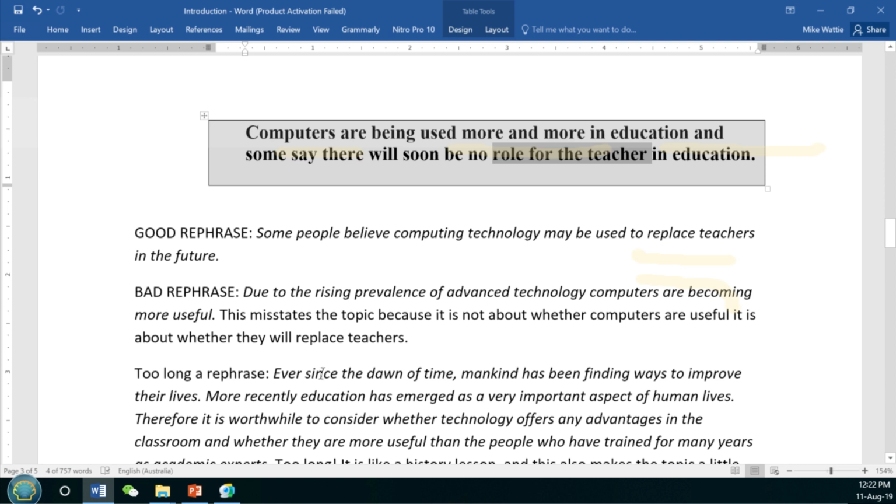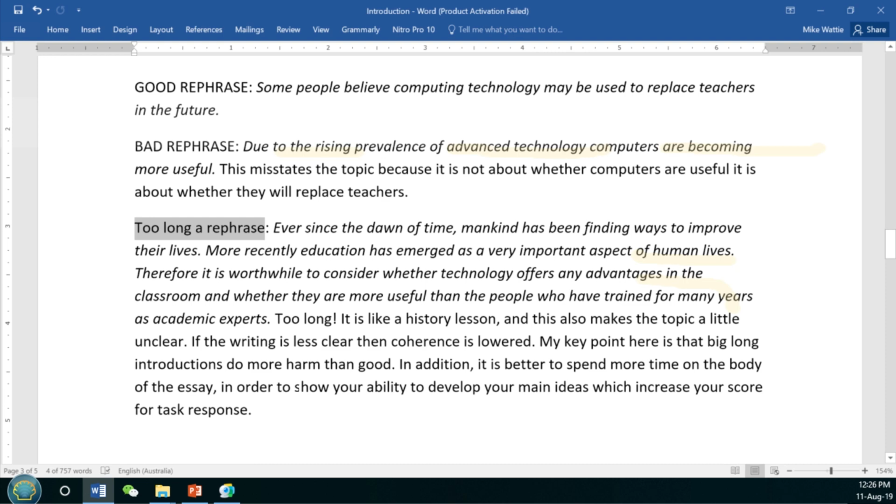And in essence, this changes the topic and makes it difficult for you to score well for task response, because you're effectively changing the topic. If this were to persist throughout the whole essay, you're going to come down to a 5 or possibly 4 for your task response. And then the other thing that I often see is too long a rephrase.